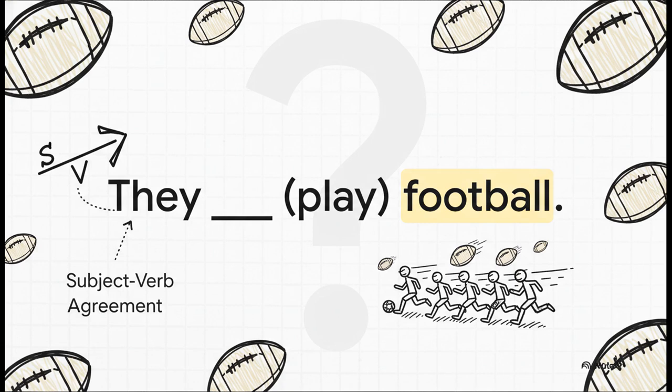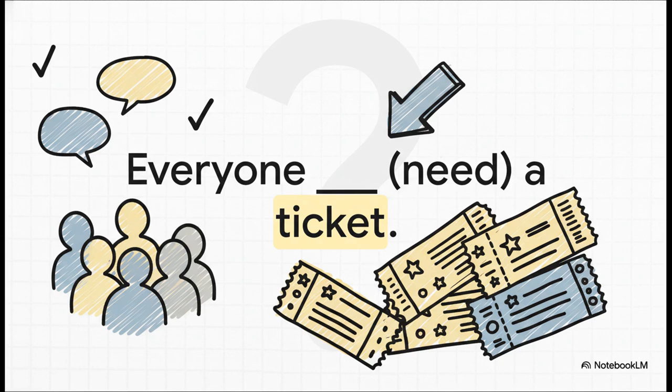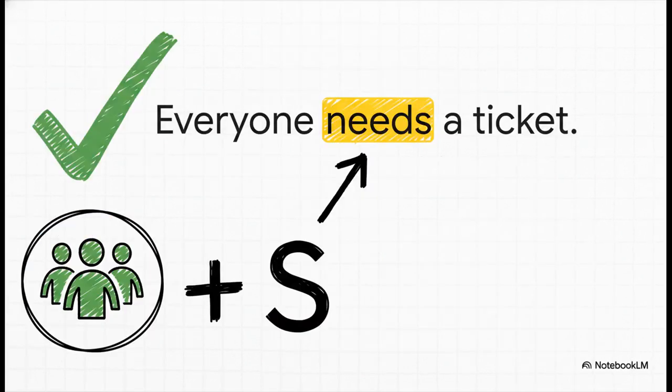Great job. All right, how about this one? They blank football, and the verb is play. Perfect. They play football. They is in that group that gets the simple base verb with no S at the end. You're getting the hang of this. Okay, here's one of those tricky ones. Everyone blank a ticket. The verb is need. What do you think? And there it is. Everyone needs a ticket. Remember our rule? We treat everyone as one single group, so the verb needs that S.